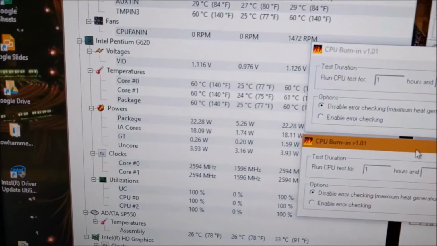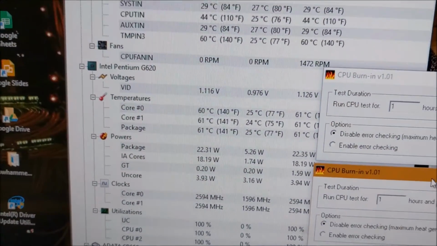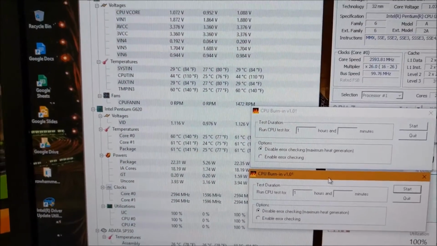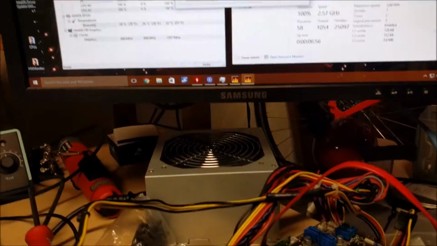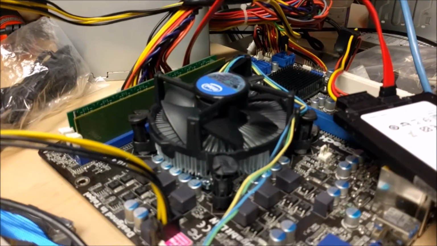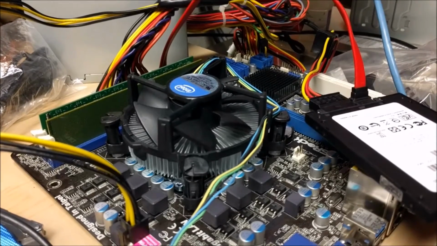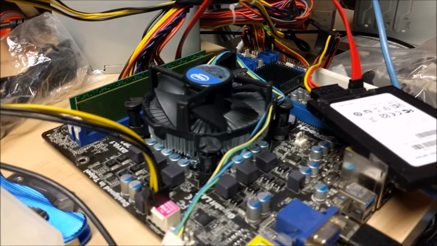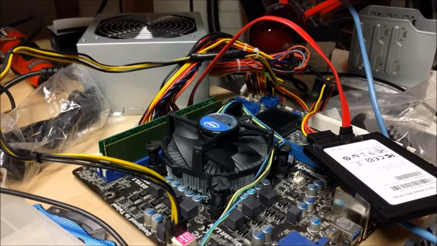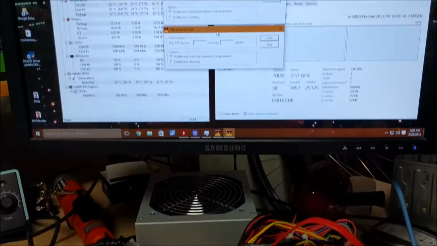So it's currently up to 60 degrees and climbing ever so steadily. But considering there's no fan running, it's pretty hilarious. And it hasn't throttled yet. It's a 2.6 gigahertz processor.